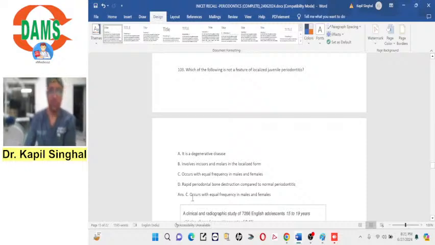Next question. Which of the following is not a feature of localized juvenile periodontitis? So let's see the options and let's keep on ruling them out. First option is it is a degenerative disease. So this is the correct answer. Involves incisors and molars in localized form. Correct answer. Third option is occurs with equal frequency in males and females. Wrong. The frequency is more in females as compared to males. So this is a wrong option. D, rapid periodontal bone destruction compared to normal. This is correct. So out of all these options, if I rule out one correct answer, that is C.